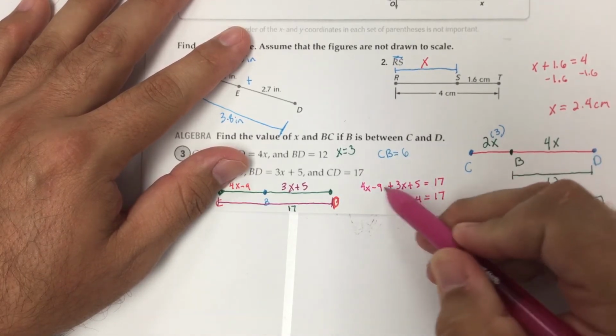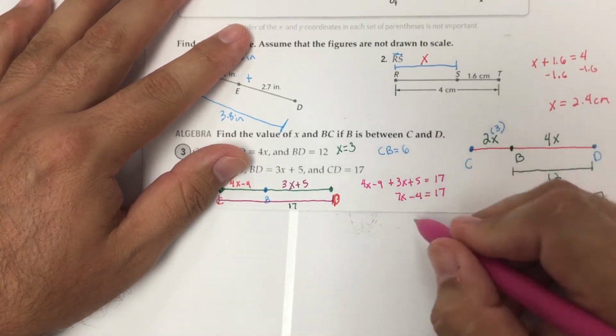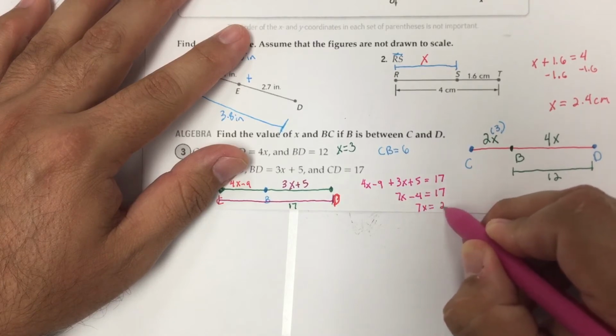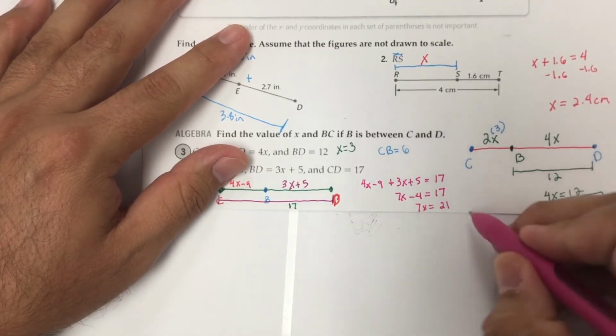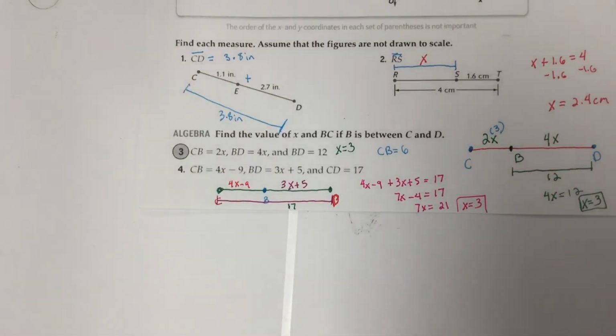4x and 3x is 7x. Negative 9 plus 5 is negative 4. Solve for x, add 4 to both sides. I get 7x equals 21. Divide by 7, x equals 3. Look at that, another situation where x equals 3.